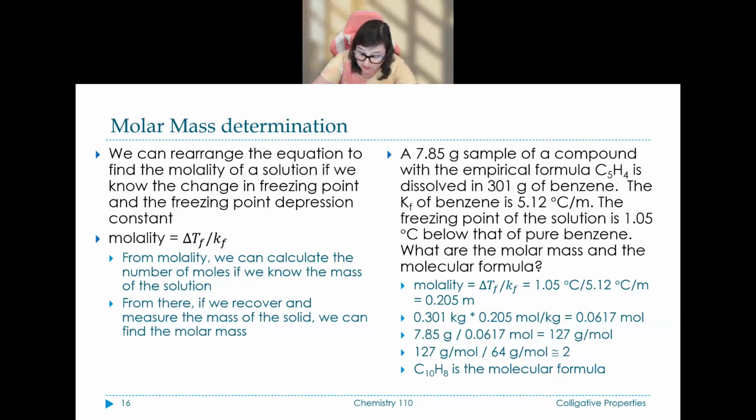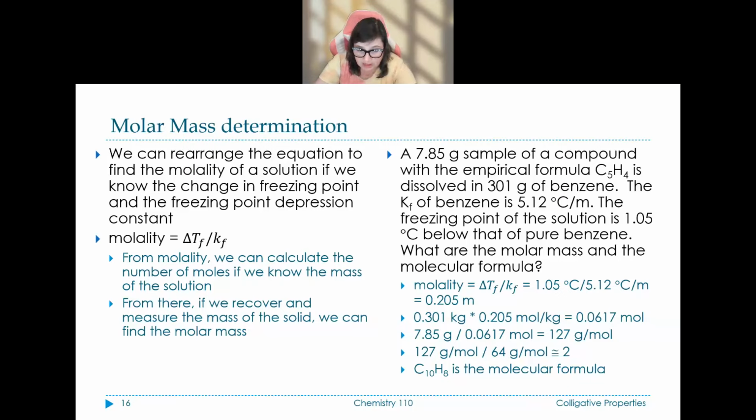is equal to the delta Tf over the Kf. The delta Tf is 1.05 degrees C, because that's what they told me. It's 1.05 degrees C below that of pure benzene. And the Kf that they gave me is 5.12 degrees C per molal. So if I divide the 1.05 degrees C by the 5.12 degrees C per molal, that gives me 0.205 molal.